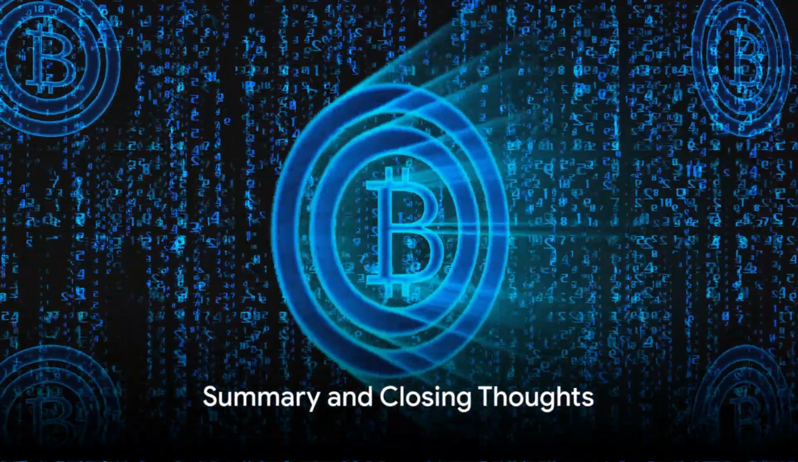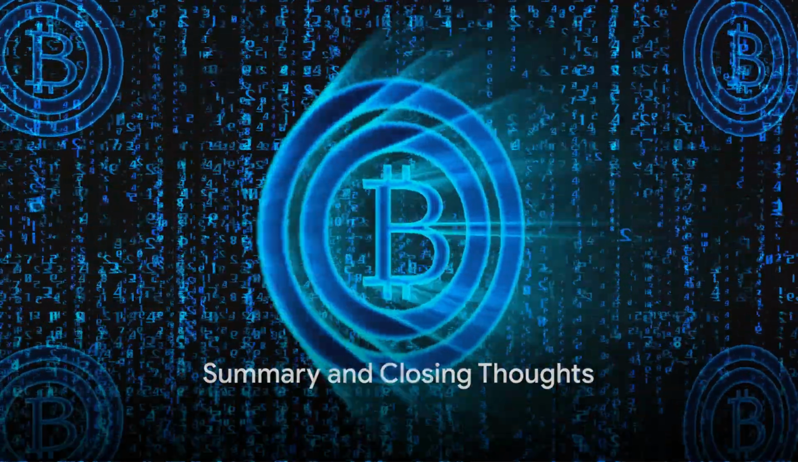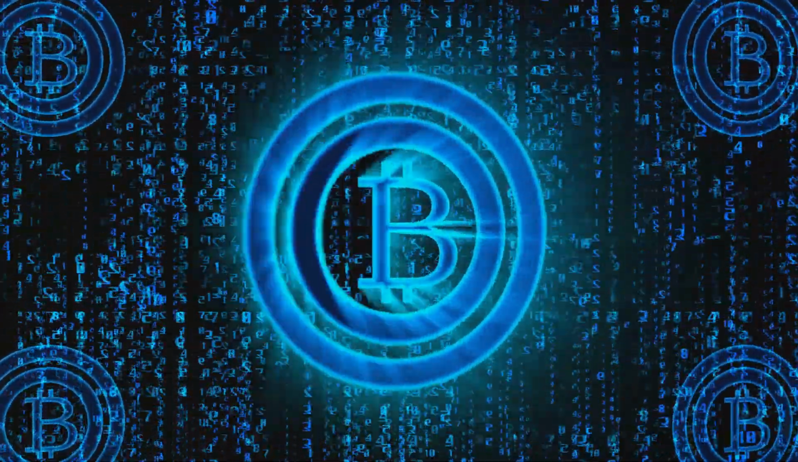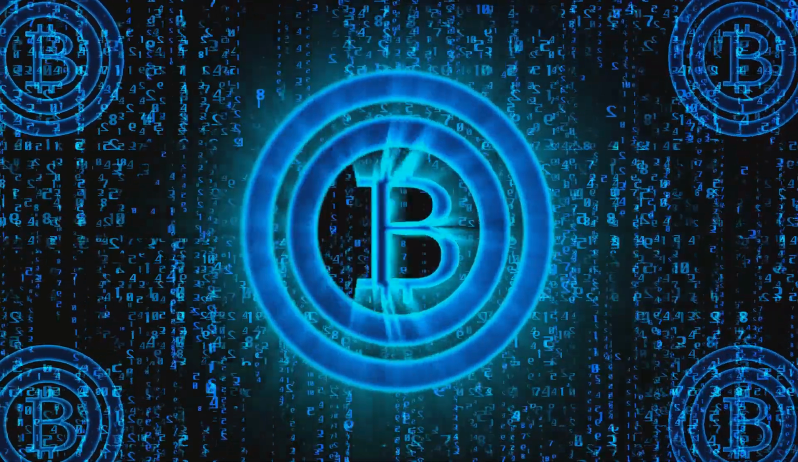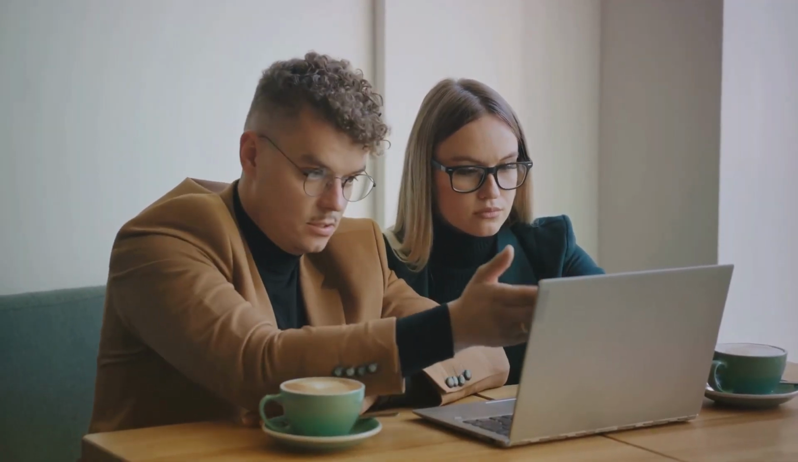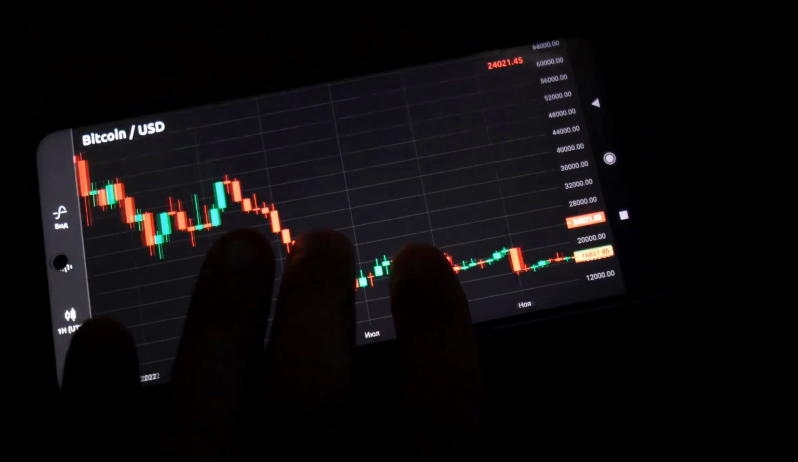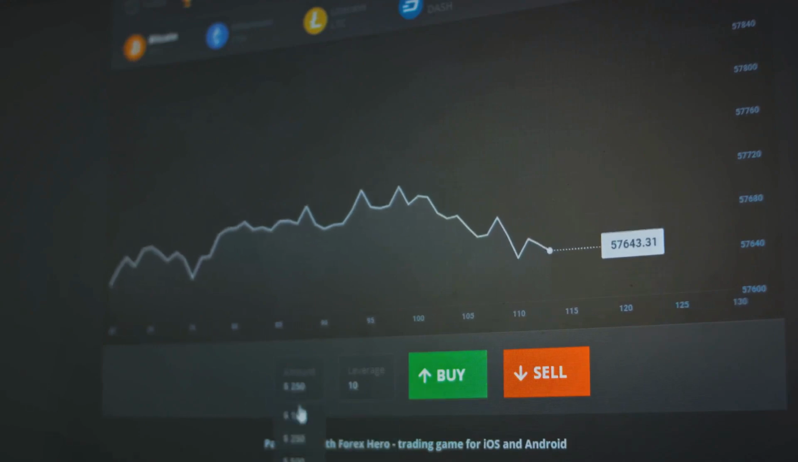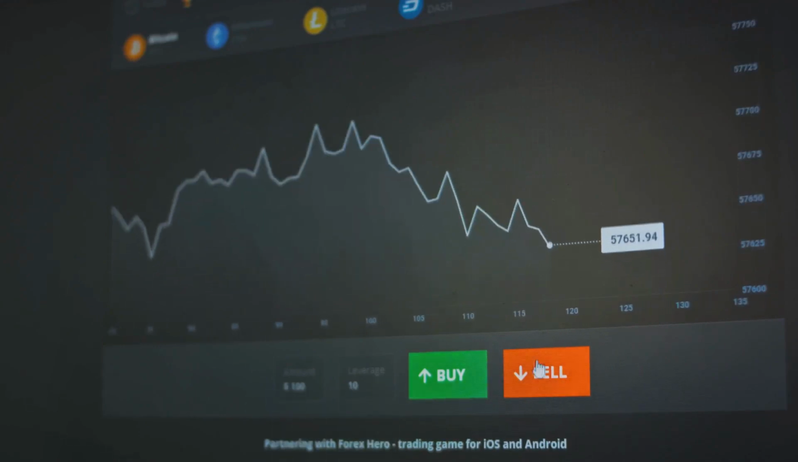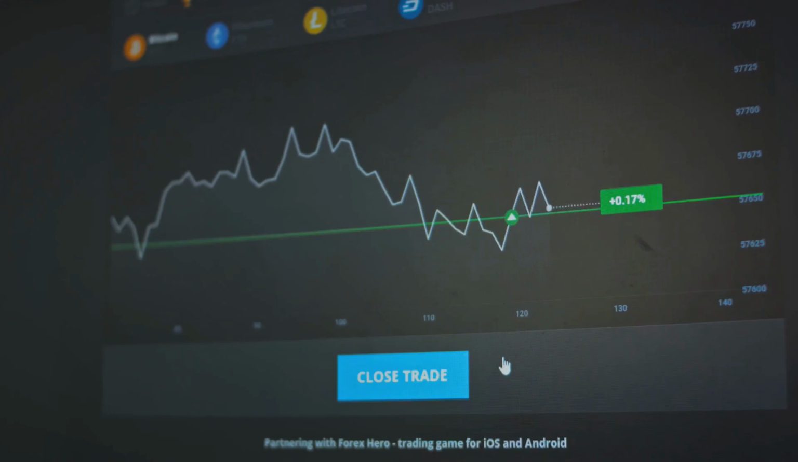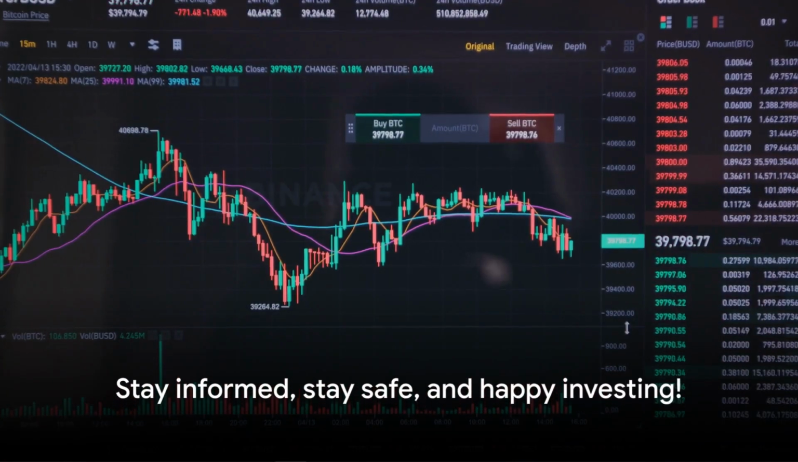Now that we've walked through the process, let's recap the key points to remember when investing in small-cap cryptocurrencies. High returns are possible, but they require careful research and a keen eye for potential. Security is paramount. Don't let your hard-earned investments fall prey to avoidable threats. Keep expanding your knowledge about cryptocurrency investing. Remember, investing in small-cap cryptocurrencies can be a rewarding venture, but it also comes with its risks. Stay informed, stay safe, and happy investing.